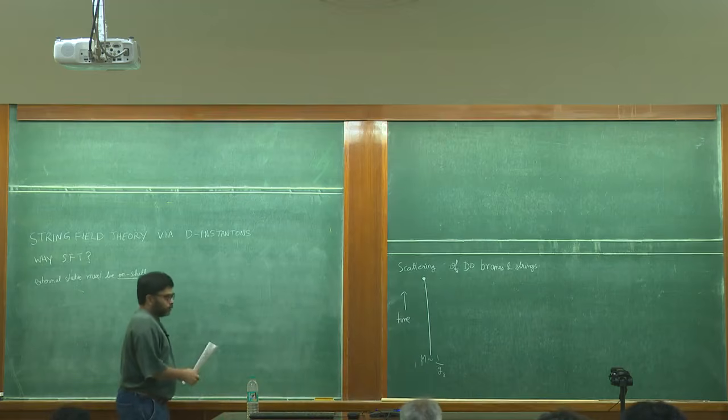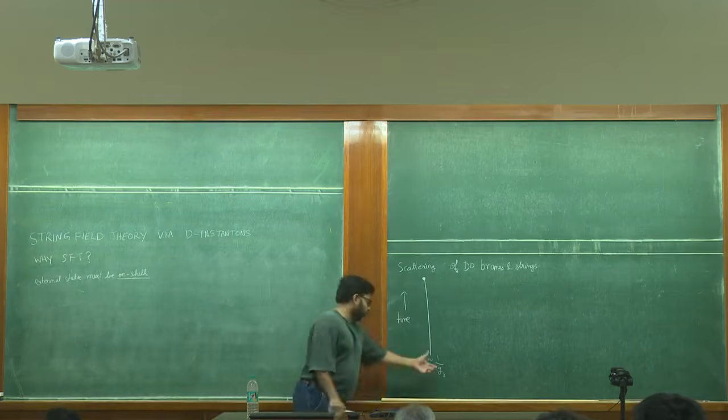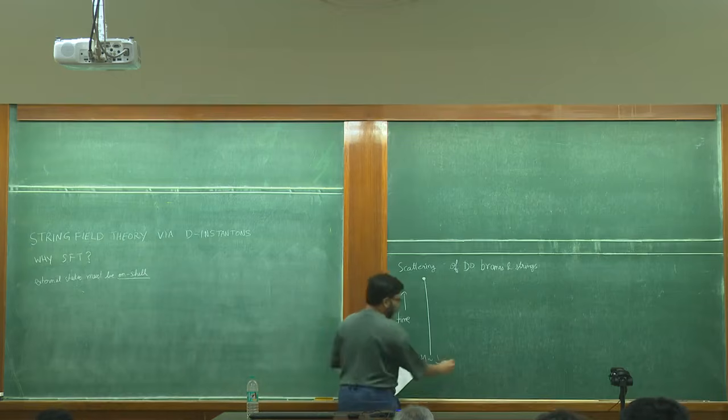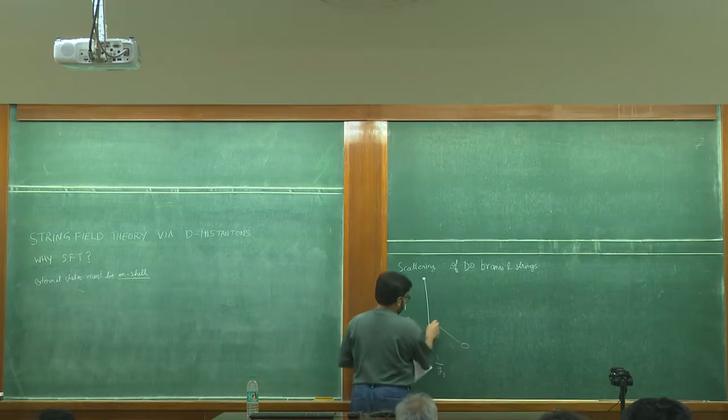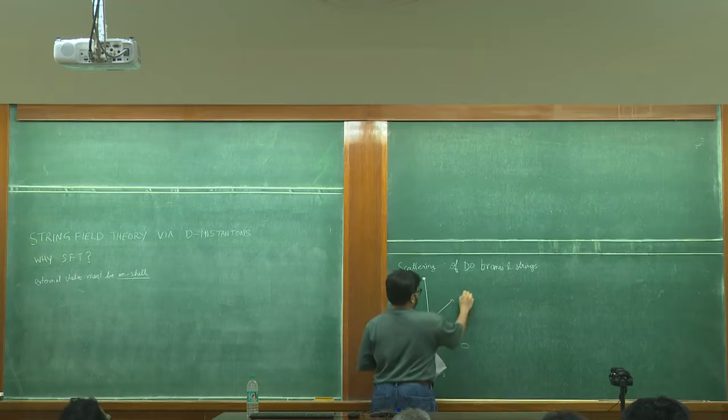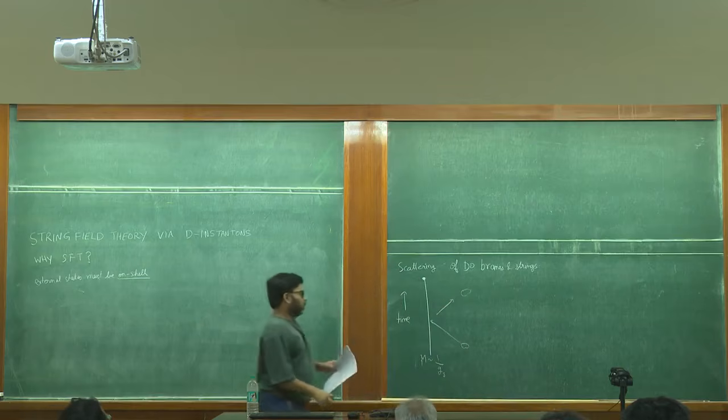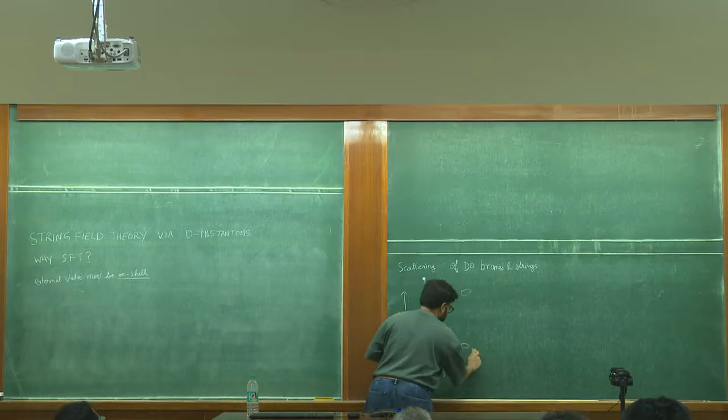So there's m equals 1 over gs, and then you might have some closed string which comes in, hits it and goes back, right? Now this closed string has a mass which is of order 1.